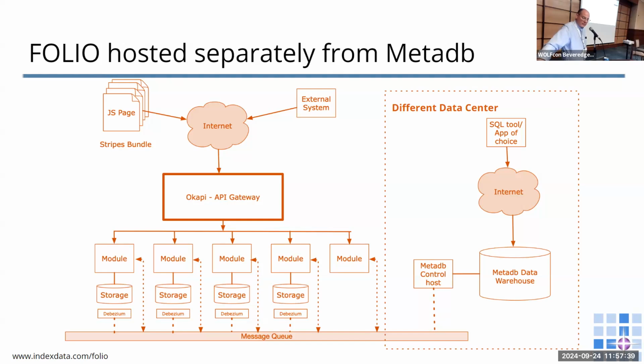Yes. So the question is really, in this diagram that we have here, how are we securing the connection between the FOLIO instances and the Metadb database? There's a VPN between the networks is how that's been handled. Network level, yeah.